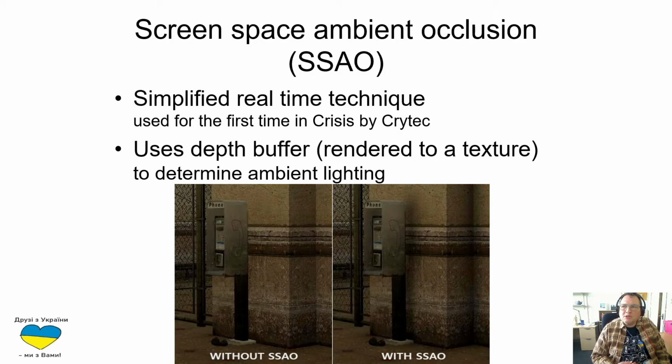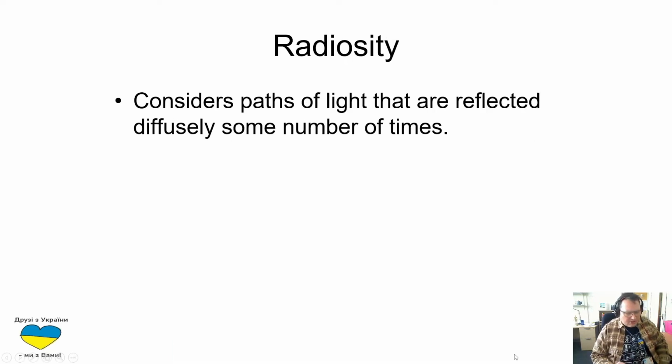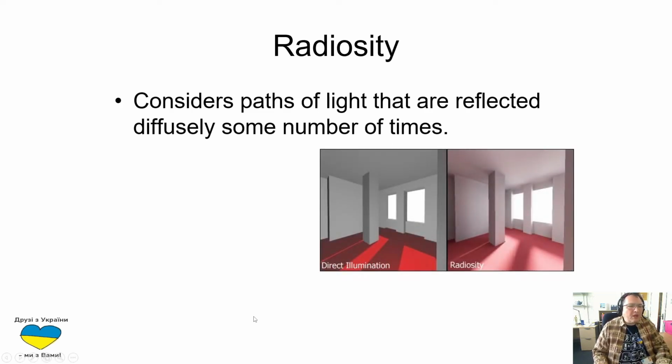Another technique which is quite advanced, and also quite computationally complex, is called Radiosity. Radiosity considers paths of light that are reflected diffusely from other surfaces some number of times. The same scene with indirect illumination looks like on the left. With Radiosity it looks like on the right.